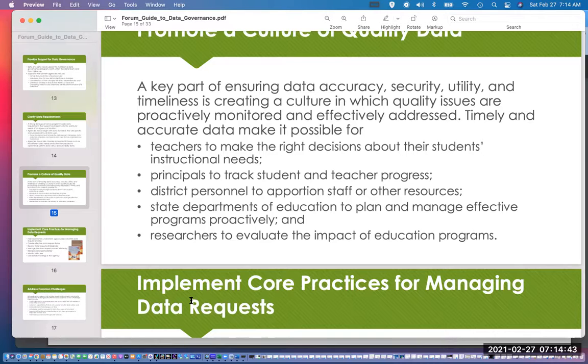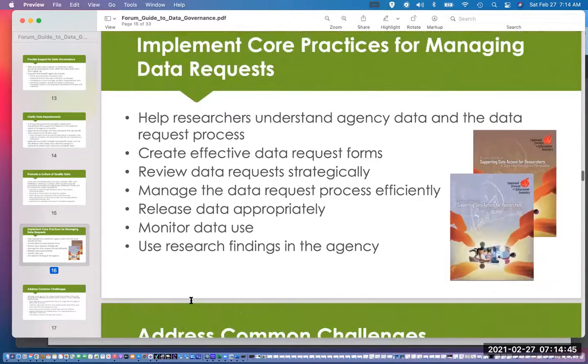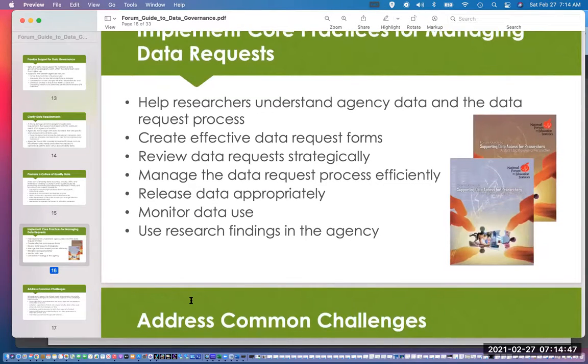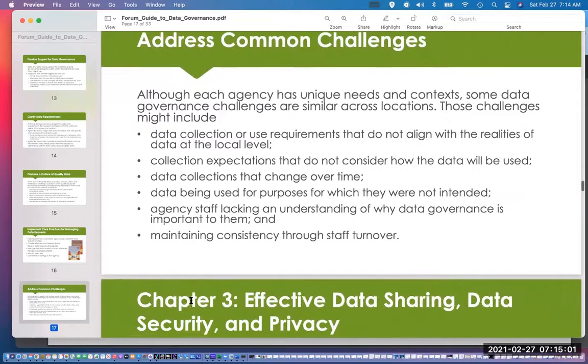Implement core practices for managing data requests. Help researchers understand the sensitivity of the data request process. Create effective data request forms. Review data requests strategically. Manage the data request process efficiently. Release data appropriately. Monitor data use. Use research findings contingently. Address common challenges.